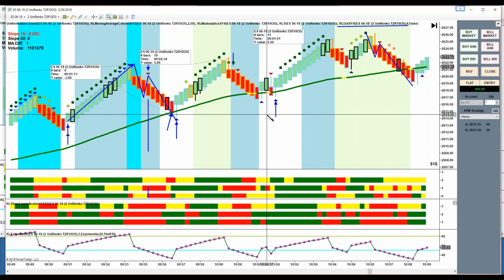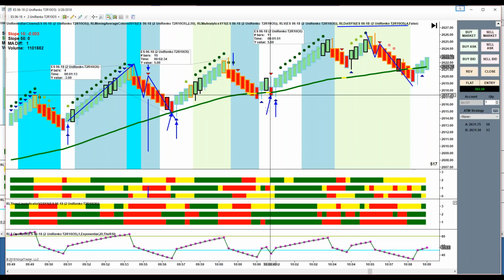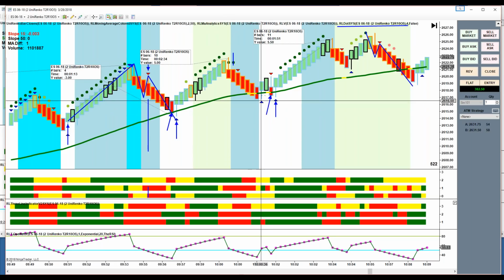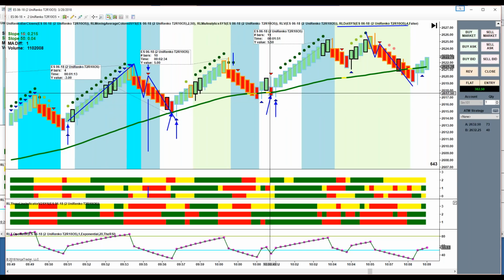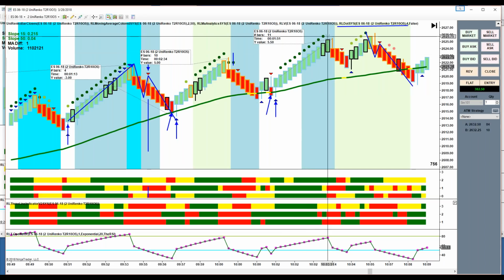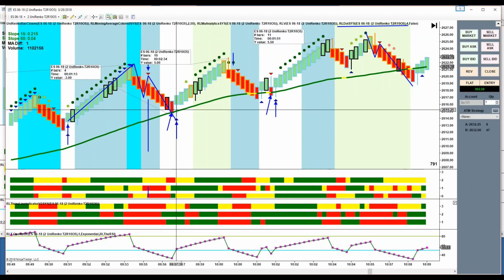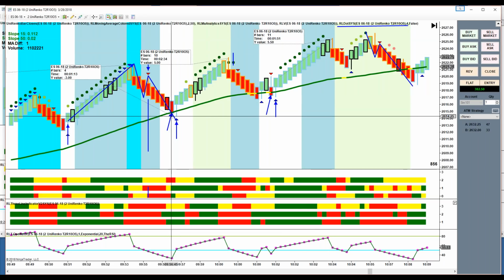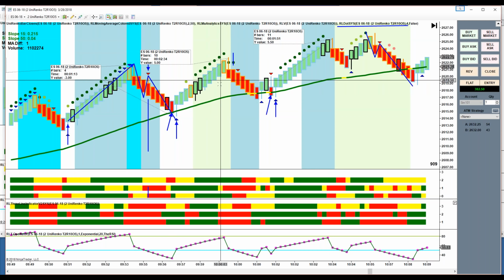The 3 line turns first. So when you get a green 3 line on a down candle, your next candle is a very likely winner. Here's the 3 line turning to the upside on a down candle, and up you go.